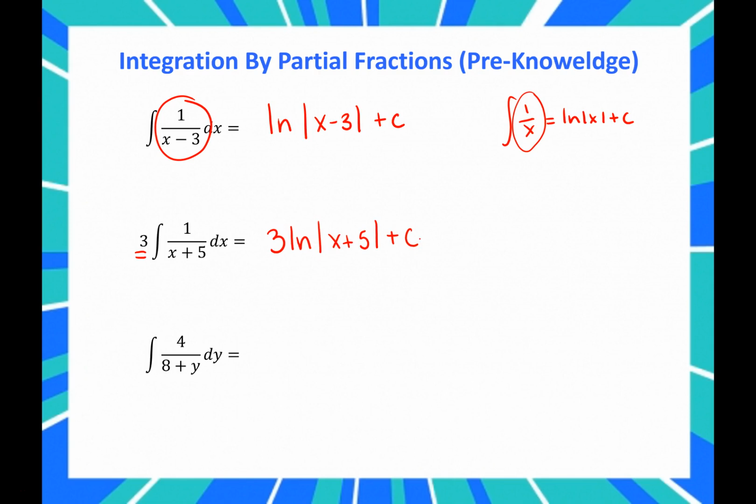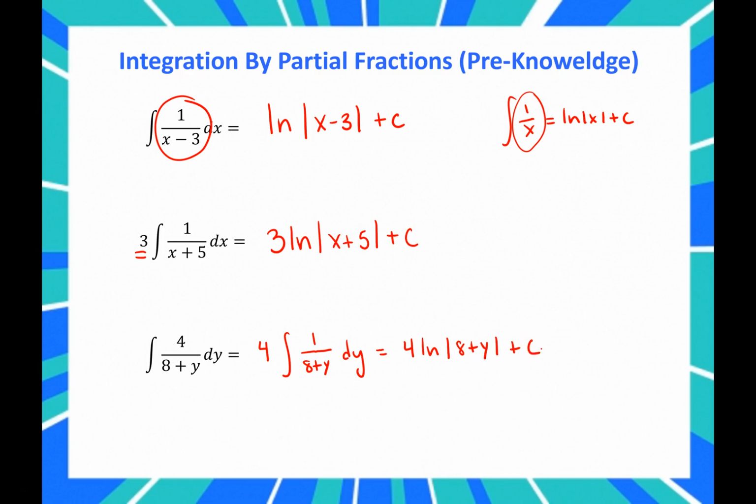And similarly here on this last one, notice how my variable is changing, but no big deal. I've got that dy. I can go ahead and rewrite this as a 4 times the integral of 1 over 8 plus y dy, and that's going to be equal to 4 ln of 8 plus y plus c.